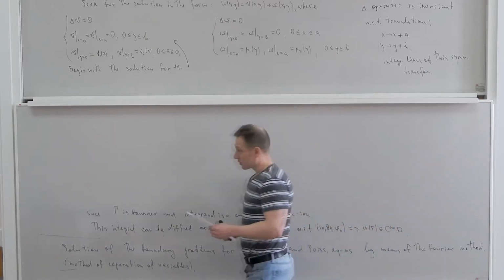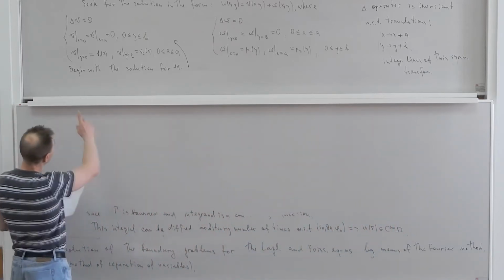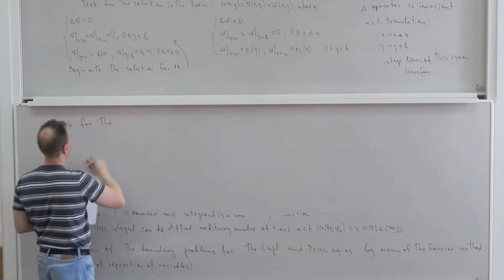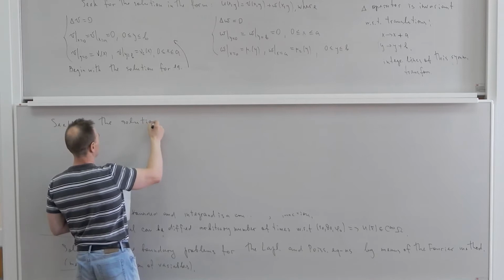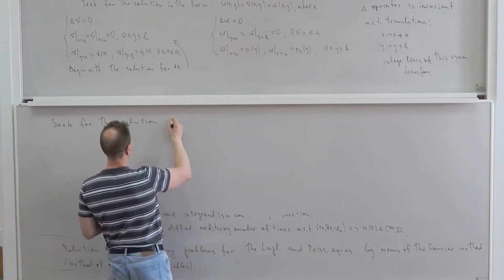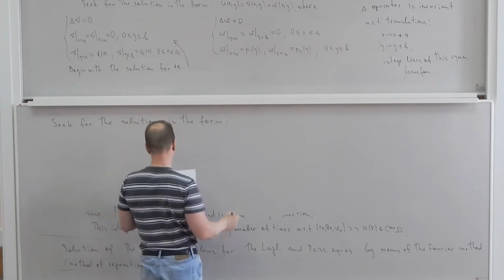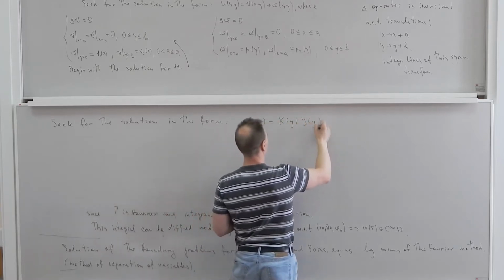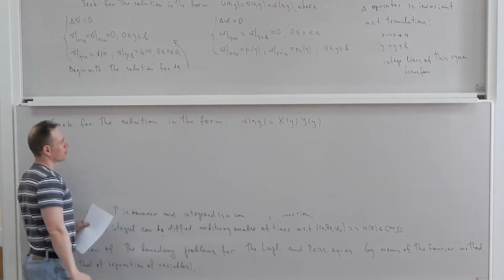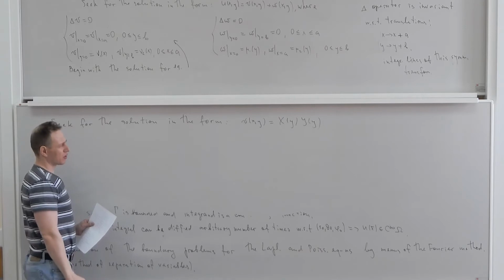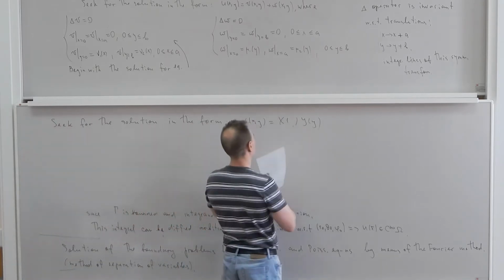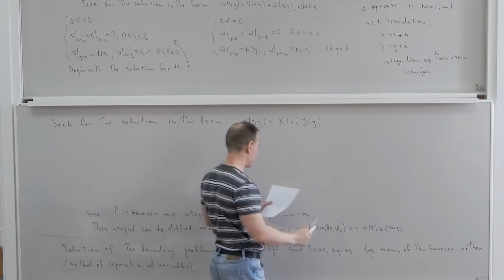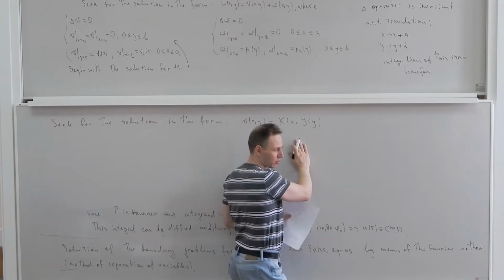Okay, let us seek the solution of this system of equations in the form of a product of two functions, which depend separately on the independent variables x and y. This is the main point of the method of separation of variables.